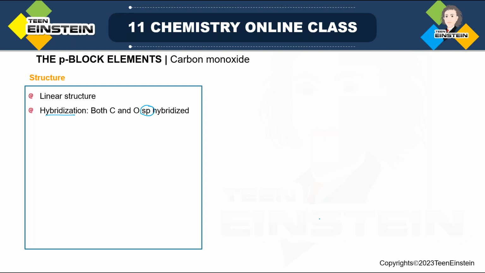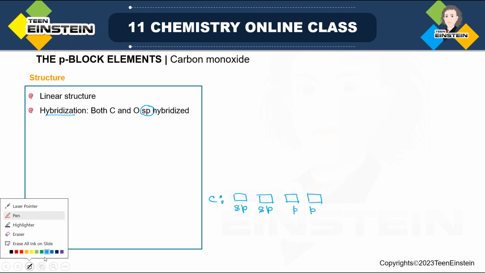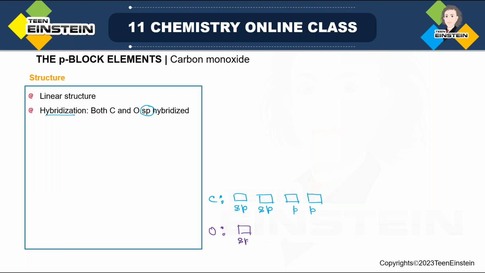Now, how will these sp hybrid orbitals be used? Just have a look. For carbon, sp means one 2s and one 2p mixed together, forming 2 sp orbitals, and the other 2p orbitals are still unused, that is, unhybridized. So this is for carbon. What about oxygen? This is also sp hybridized, so there are 2 sp hybrid orbitals and 2 pure p orbitals.